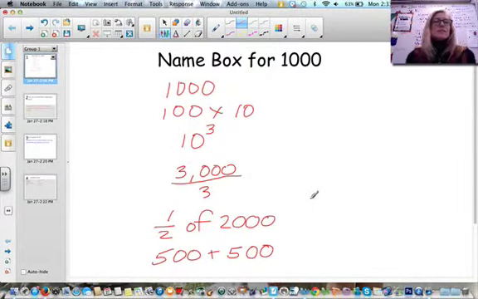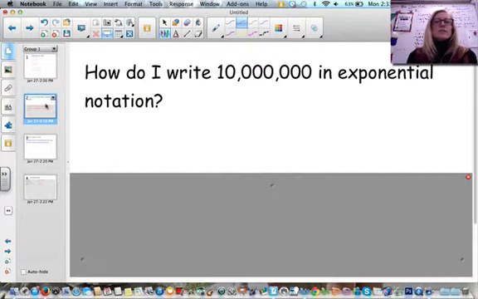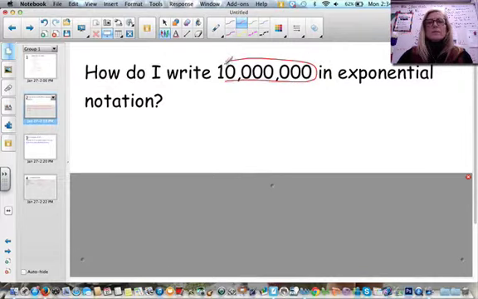I'm going to click forward to the next slide so you can see what we're going to focus on. How do I write 10 million in exponential notation? What I would simply do is look at how many zeros I have. If I focus on the zeros in 10 million right there, and then add them up: 1, 2, 3, 4, 5, 6, 7. That is going to be the same number as the exponent for the number 10 million written in exponential notation.